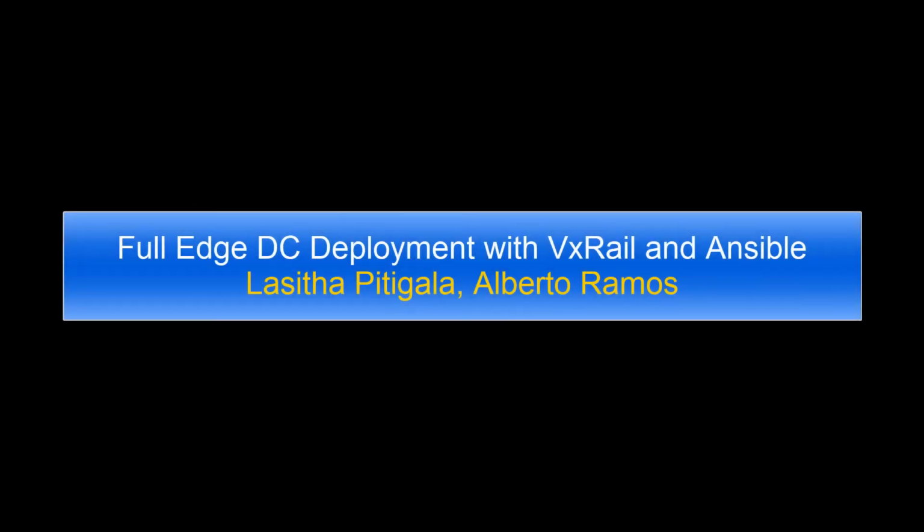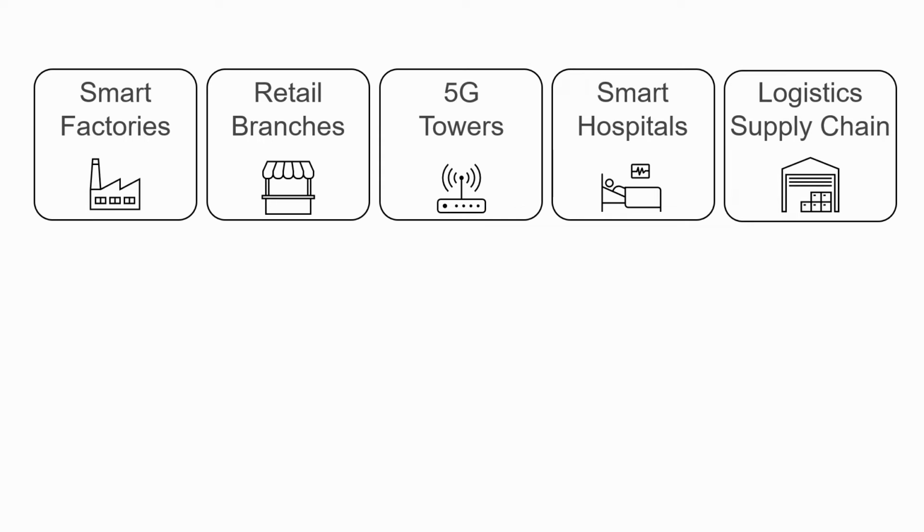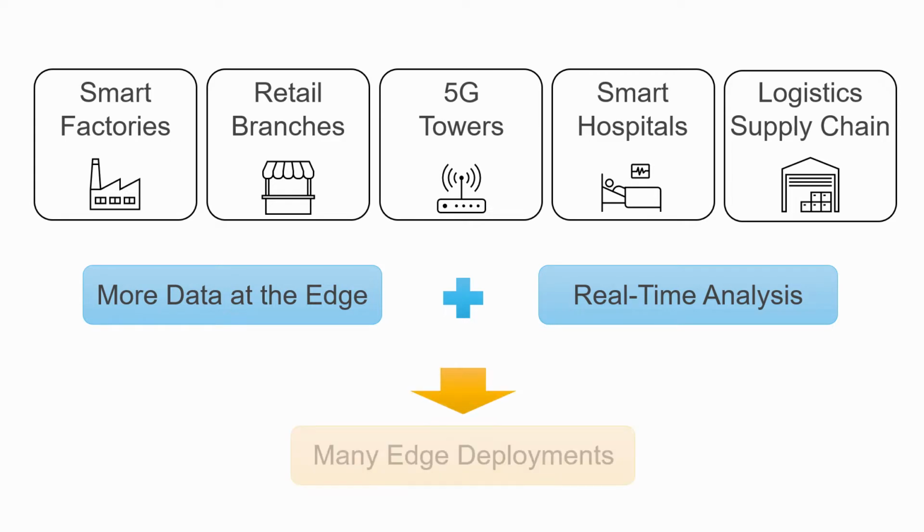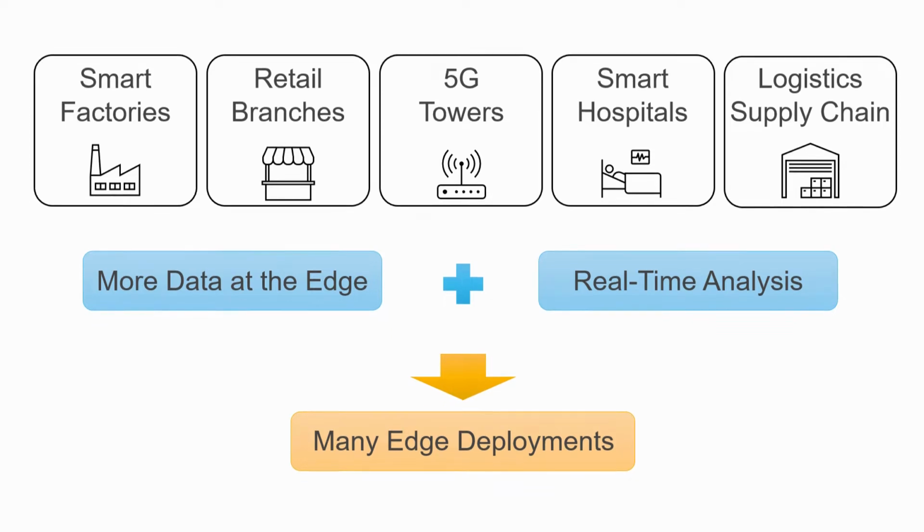In this video, we are going to demo how to automate the deployment of an edge data center using Dell VxRail and Ansible. Organizations are investing in use cases that require extracting more value from their data, but more and more data is being generated outside core data centers and cloud, and much of it needs to be analyzed in real time. As a result, customers need to deploy and manage edge computing across hundreds of locations. The challenge is to do so in a cost-effective manner.